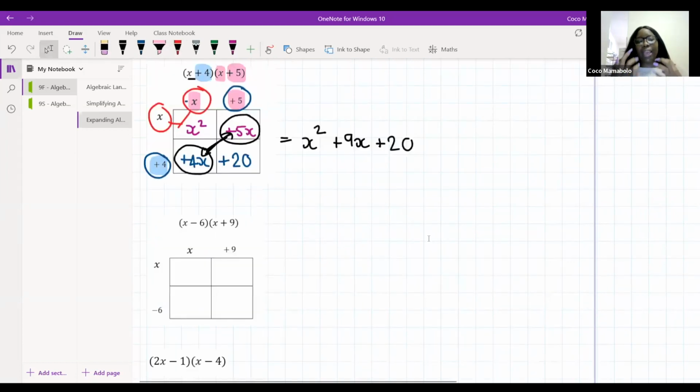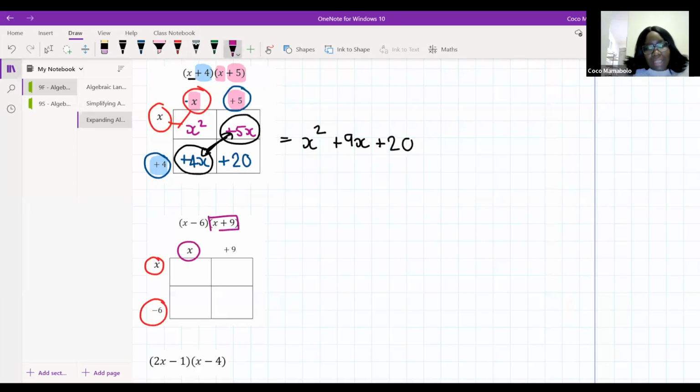This one says x minus 6 and x plus 9. So if you're following along, you're quickly going to draw 4 blocks. They don't have to look like a Picasso painting. Just draw 4 blocks. Okay, and then you're going to put the x and the negative 6 down here. You're going to go to the top. You're going to write the second part over here, x and positive 9. We're going to follow the numbers in the grid.